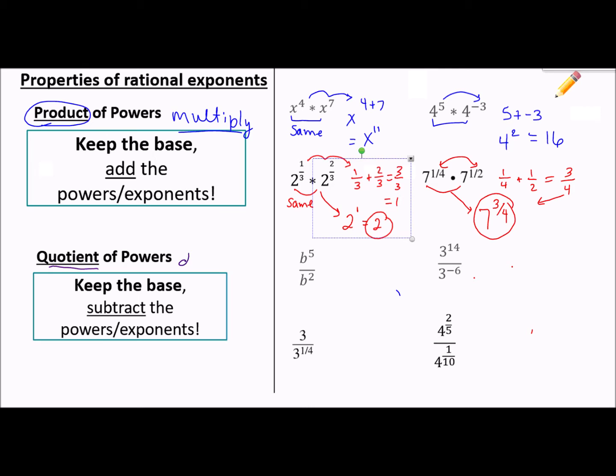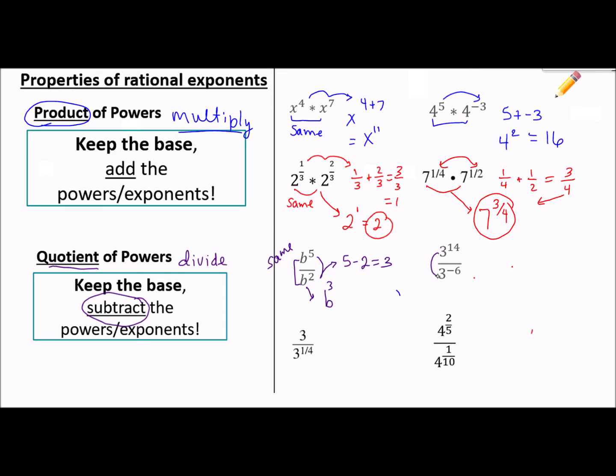Then we move on to quotient. This means dividing. The rule is just that now you subtract them. The base has to be the same. And if it is, then you take these two and just subtract them. 5 minus 2 is 3. So you take your base and put the new power on there.